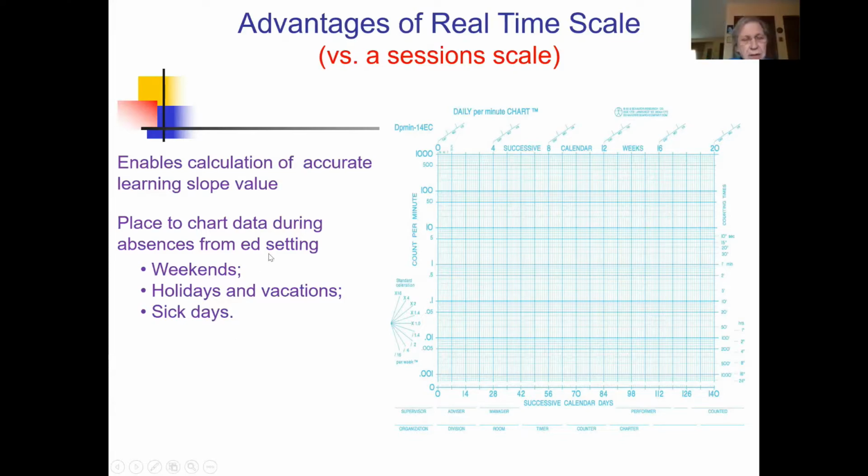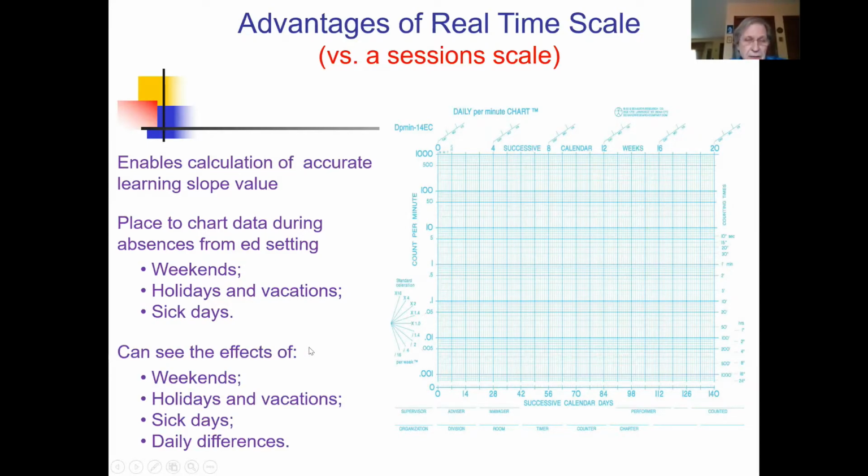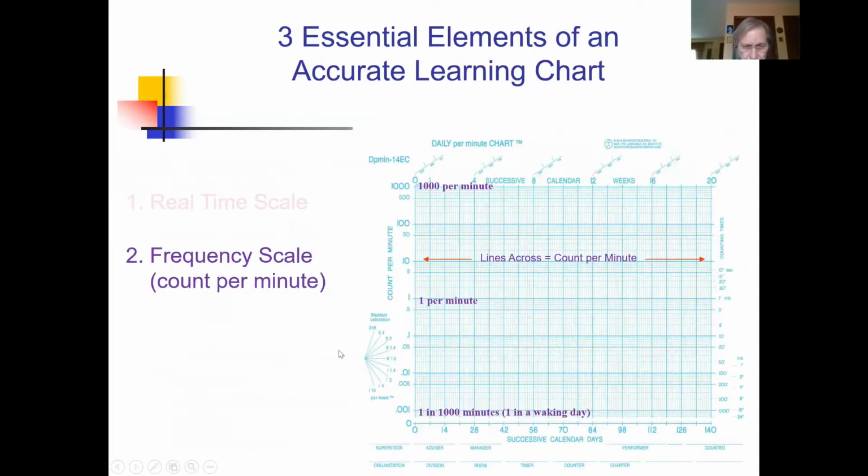Another aspect, if a student happens to be absent from an educational setting like a weekend, holiday, or sick day, there's actually a place on the chart to chart information at home, if that's a possibility. If there isn't any charting done at home, it's interesting to be able to see the gaps in the data, where you can look at data before and after a weekend or before and after a vacation and see if there's been any impact, either positive or negative, from being away from the educational setting. So it's really important to have a real-time scale. So that's one of the critical elements of a standard learning chart.